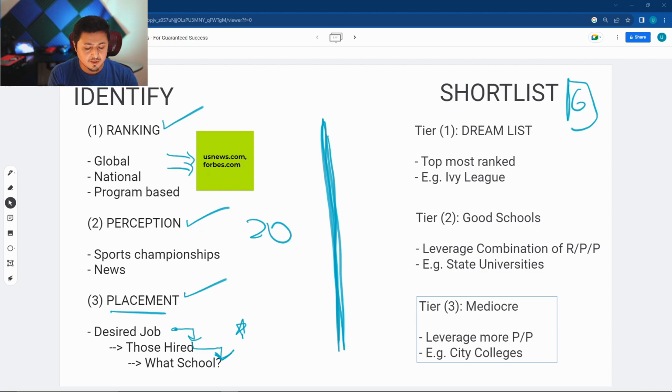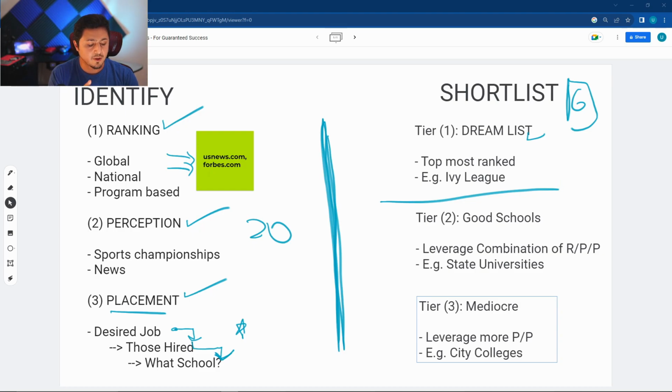Tier 1 is the dream list. This is schools that will be highest ranking, your top most ranked schools, for example, Ivy League schools. These are schools that if you get an admission into, it will be a no-brainer and you will say yes on the spot. The second list is the good schools list.